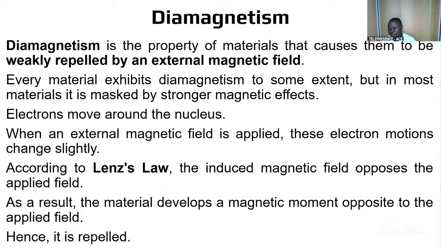So how will you know that a material is diamagnetic? The material is diamagnetic if, when you bring it close to an external magnetic field, it is repelled. Diamagnetism is the property of materials that causes them to be weakly repelled by an external magnetic field.